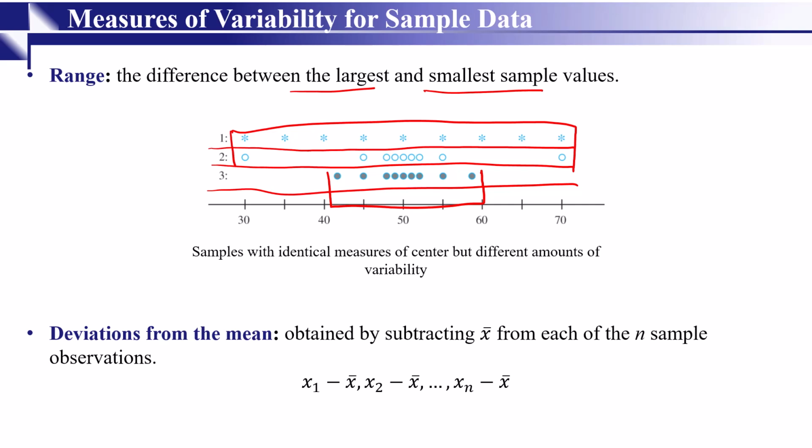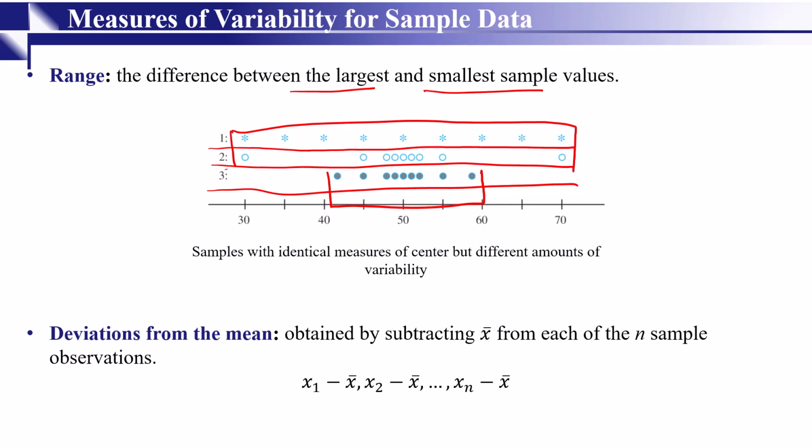The defect of the range, though, is that it depends only on the 2 most extreme observations and disregards the position of the remaining data here, okay? For example, even though these 1 and 2 have the same range, they have identical range, yet when we take into account the observations between the 2 extremes, there is much less variability or dispersion in 2 compared to 1. So our primary measure of variability involves the deviation from the mean.